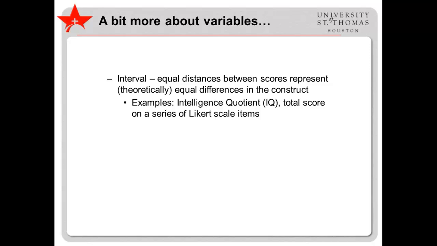However, note that these variables do not have a true 0 point, representing the complete absence of the construct. Thus, we couldn't say that a score of 50 on the questionnaire represents twice as much agreement as a score of 25, or that an IQ of 100 represents twice as much intelligence as an IQ of 50.